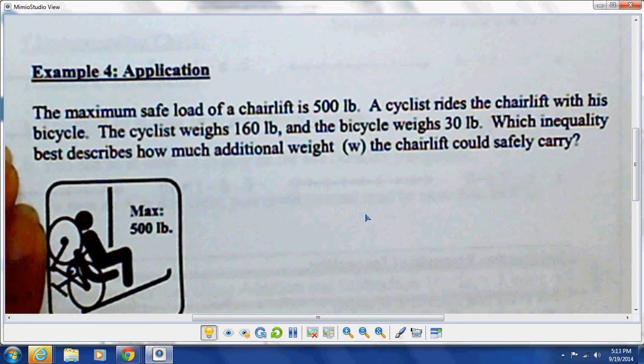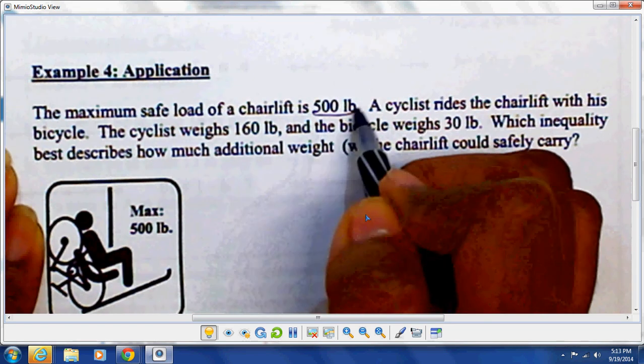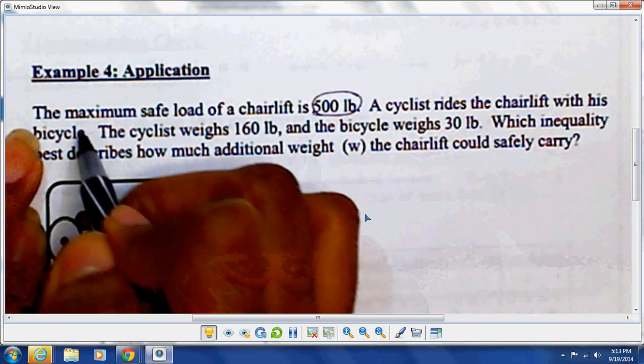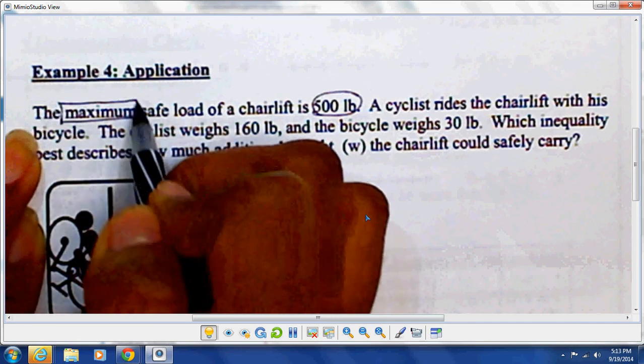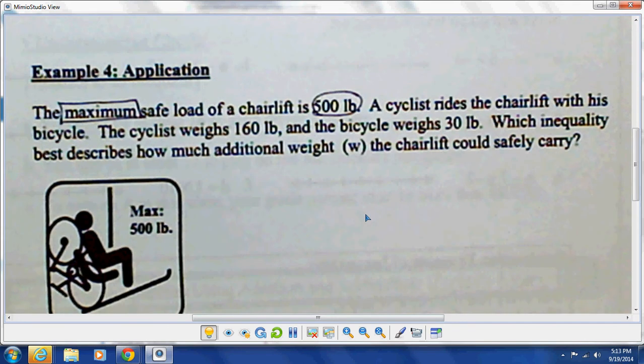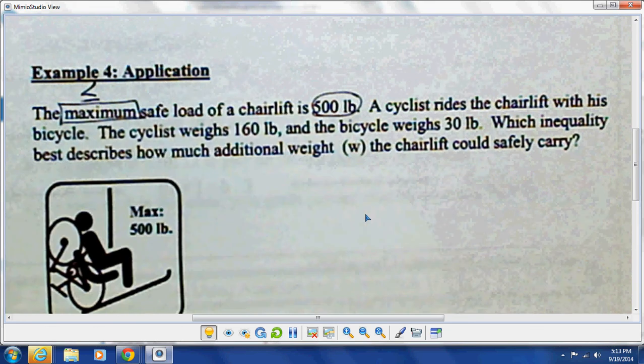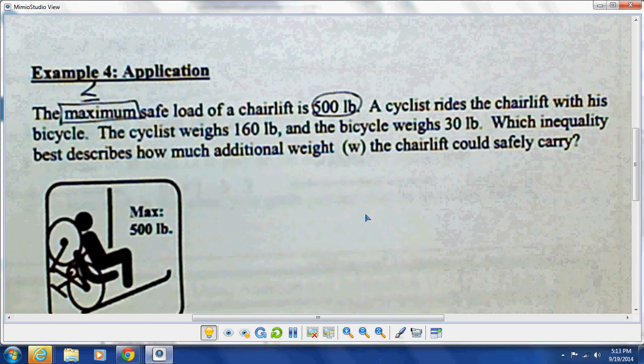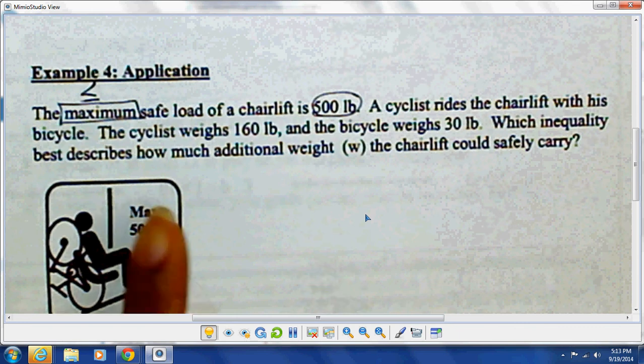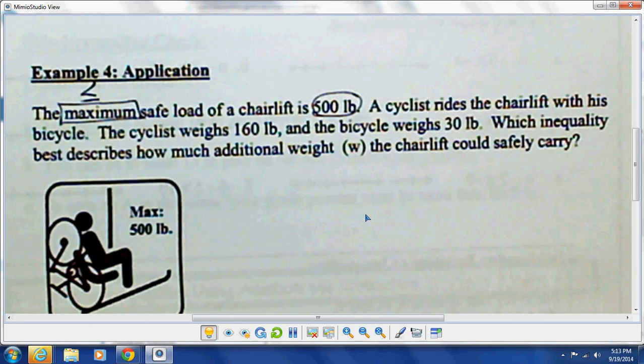Okay, it says the maximum safe load of a chairlift is 500 pounds. I see 500 pounds. I see the word maximum. You should remember from your video notes 9, I had you add the word maximum, because maximum means it cannot go over that amount. So it can be equal to or less than that amount. Therefore, maximum is less than or equal to. So we're already seeing that it should be less than or equal to 500 in our inequality.